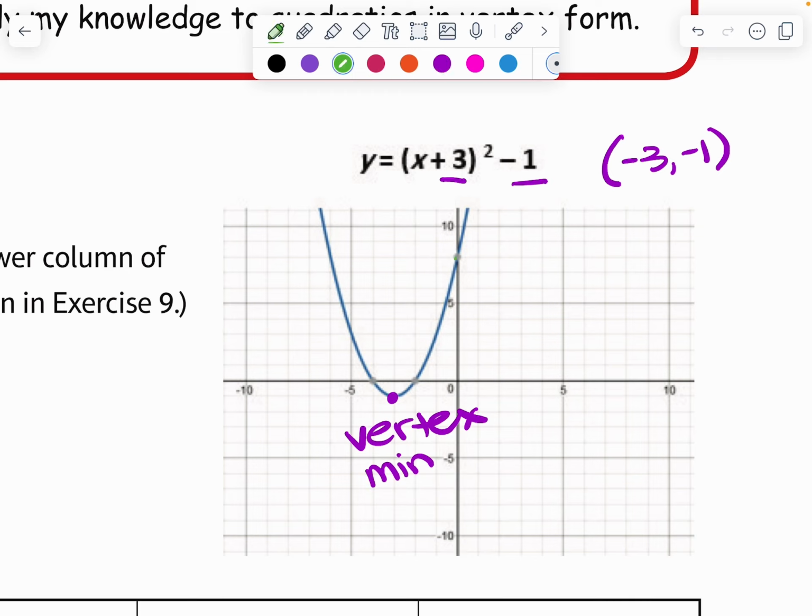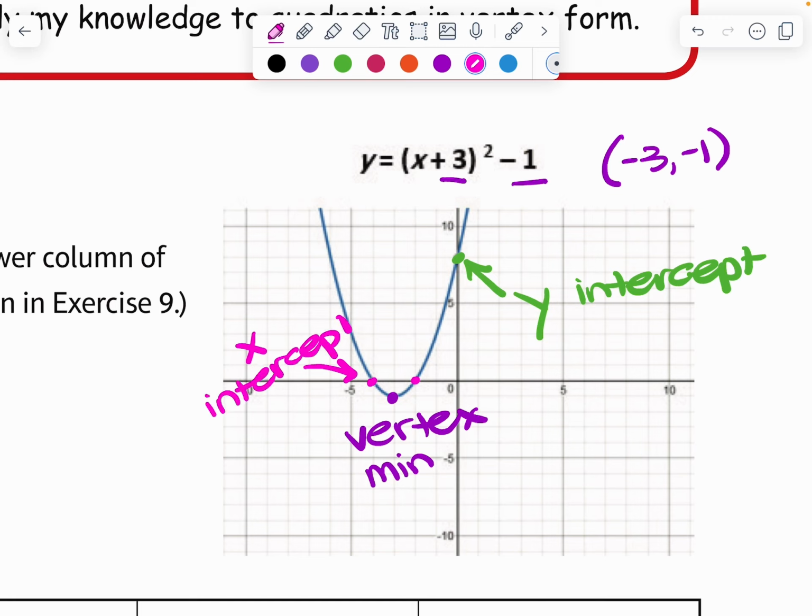All right, this is kind of important. That is our y-intercept. All right, and then a couple other things would be right here and right here. What are those? Those are where our parabola crosses the x-axis. So those are our x-intercepts.